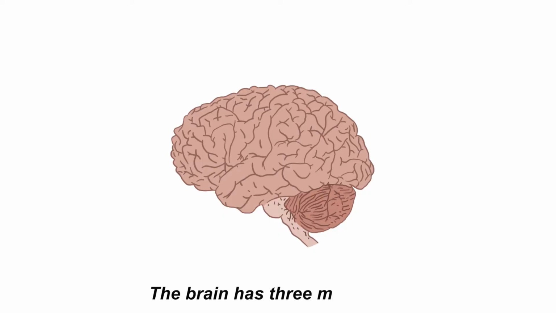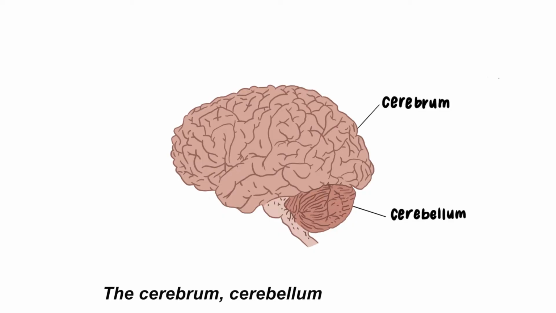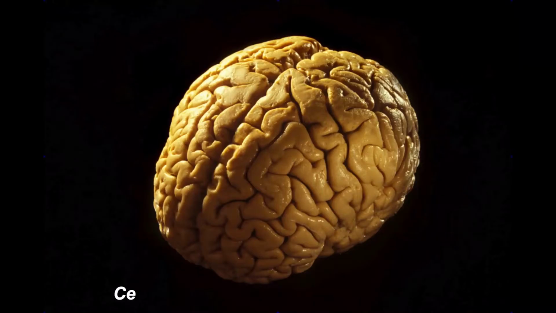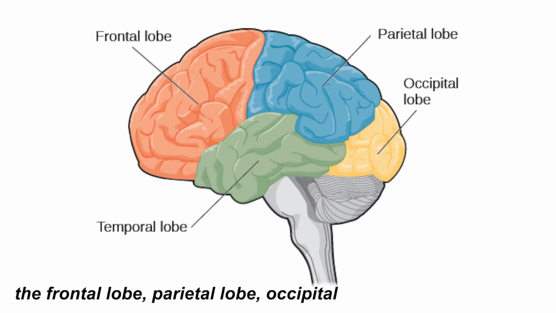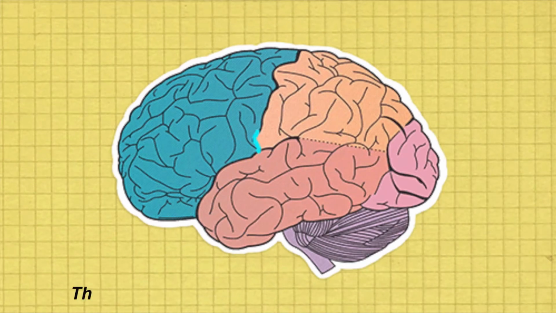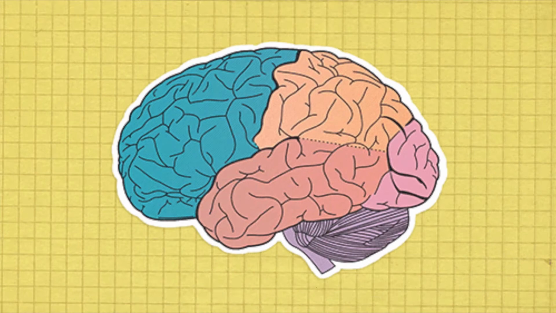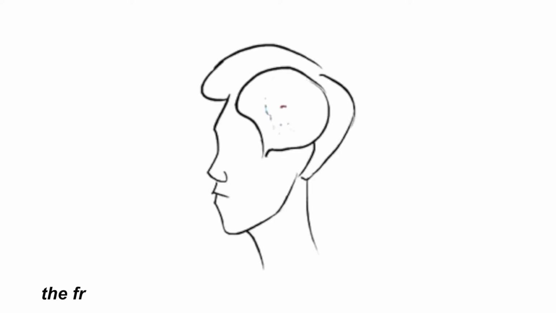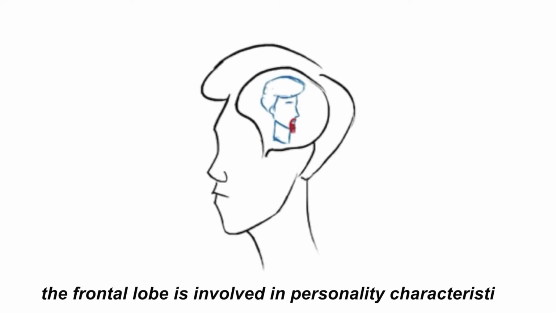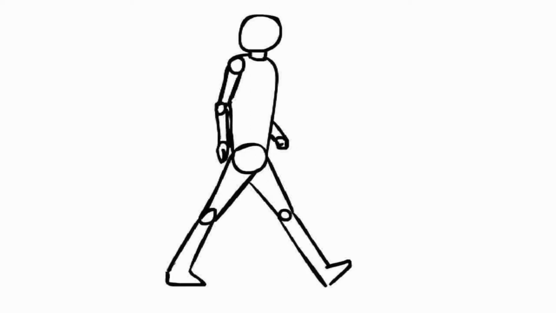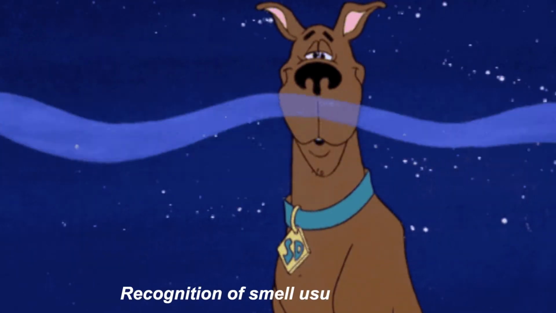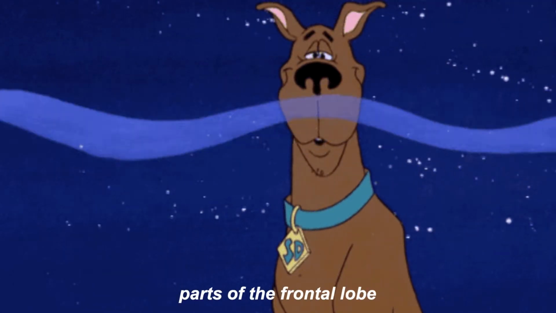The brain has three main parts: the cerebrum, cerebellum, and brainstem. The cerebrum is divided into several lobes: the frontal lobe, parietal lobe, occipital lobe, and temporal lobe. The frontal lobe is the largest section of the brain, located in the front of the head. The frontal lobe is involved in personality characteristics and movement. Recognition of smell usually involves parts of the frontal lobe.